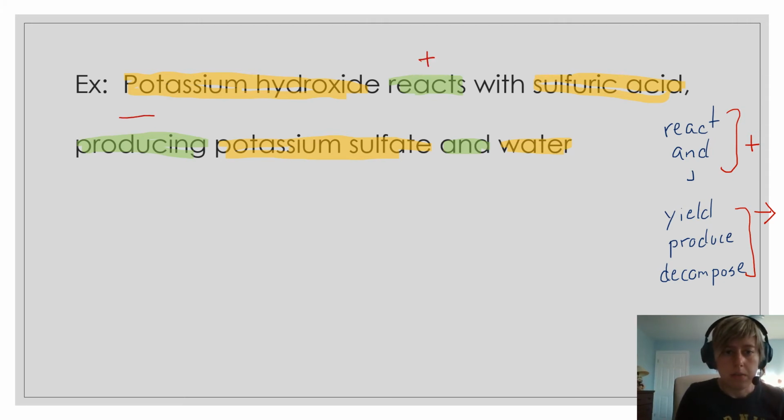Producing means it's a yield sign, and "and" means it's a plus sign. Now, before I write my word equation, I need to make sure that I've indicated which are my reactants and which are my products. Reactants are everything that I have at the beginning of my reaction. Products are everything that I have at the end of my reaction. So if I'm reading it, potassium hydroxide reacts with sulfuric acid, producing potassium sulfate and water.